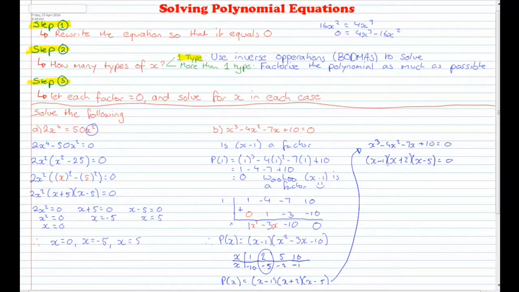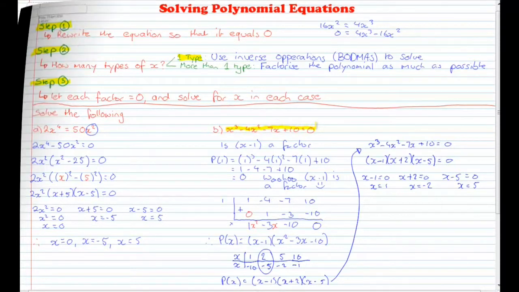So now what I can do is make each factor equal to 0. So I've got x minus 1 equals 0, x plus 2 equals 0, and x minus 5 is equal to 0. Go through and rearrange and solve for x. So you've got x is equal to 1, x is equal to negative 2, and x is equal to 5. Therefore, if I substitute x equals 1, x equals negative 2, or x equals 5 into this equation that we've originally been given, what you'll end up getting is an answer of 0.